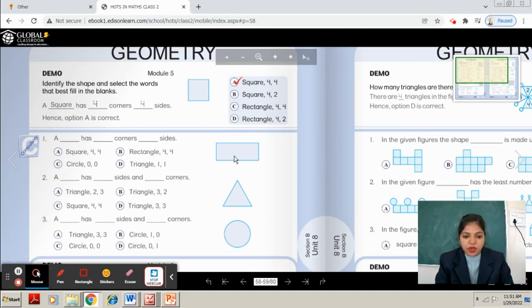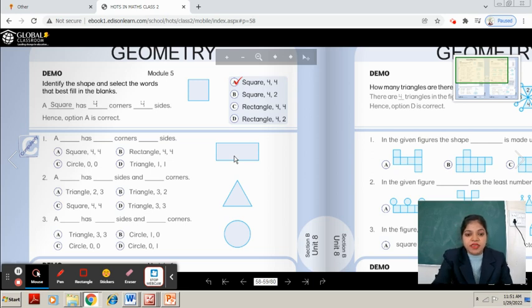Students, in class 1, you have done corners and sides. Do you remember? Yes or no? Okay, ma'am will explain what are corners and what are sides. First of all, I am going to explain corners. Corner is that point where two lines meet, right? Where two lines meet, that point is called corner.